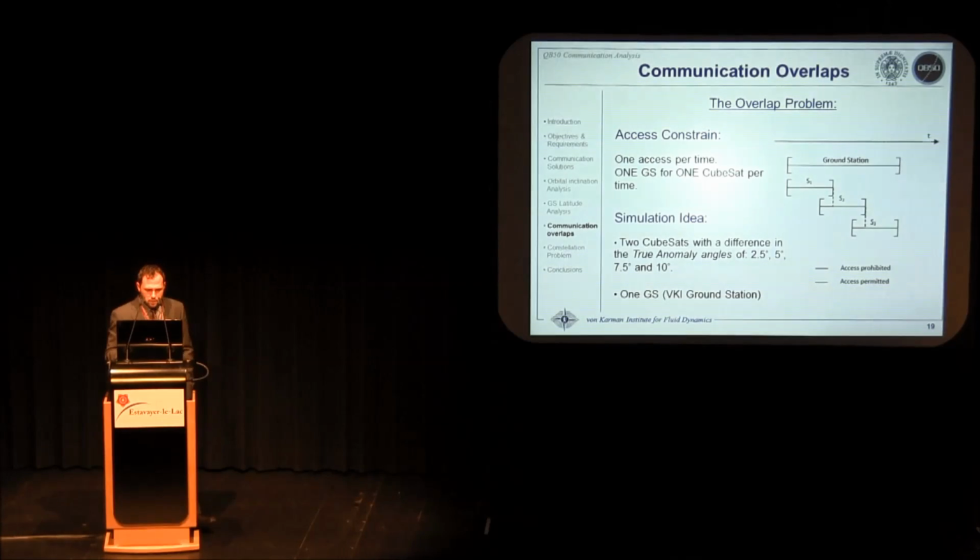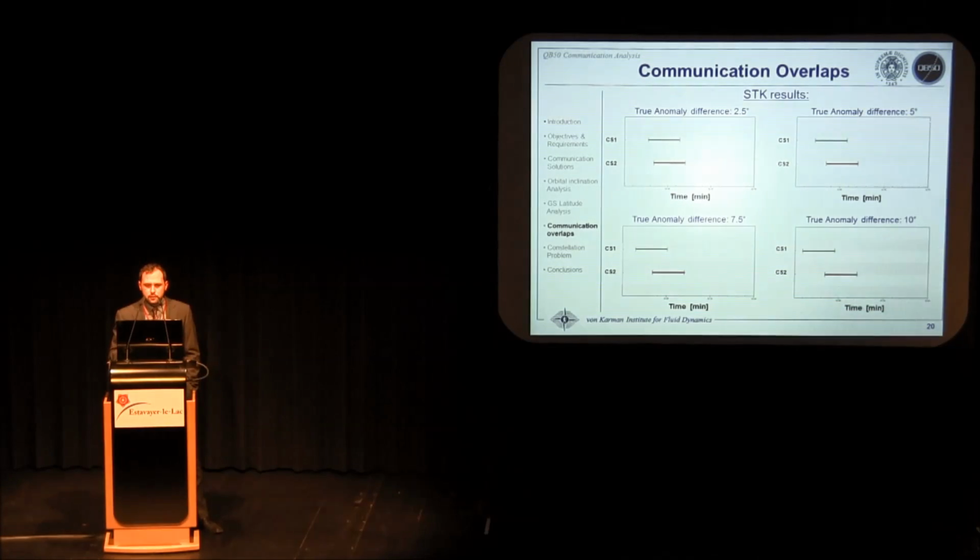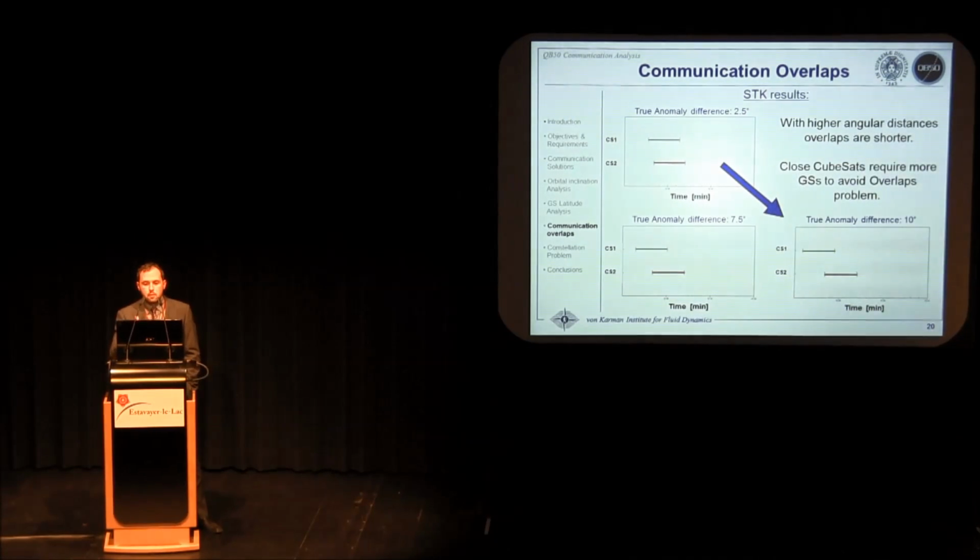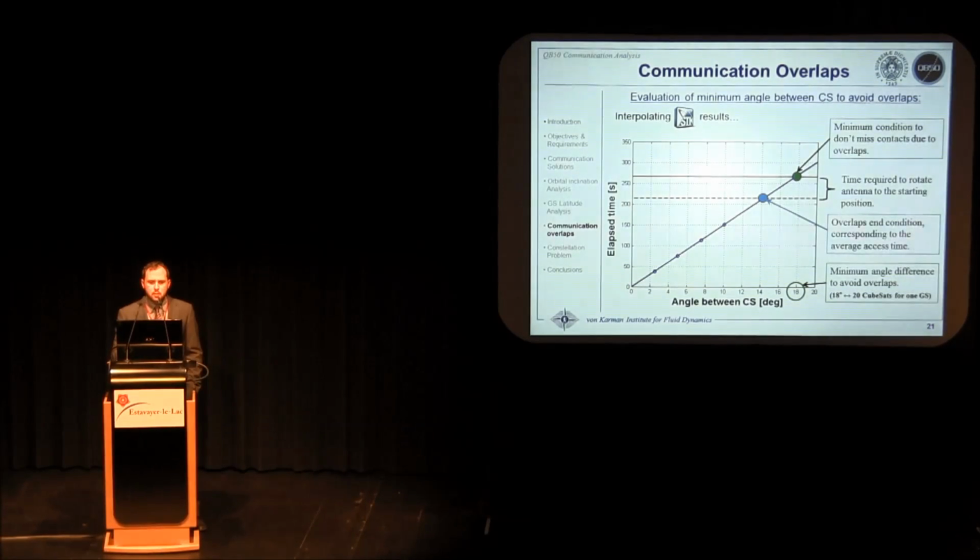So I performed a simulation on SDK with 2 CubeSat with a difference in angular distance between each other, and assuming only one ground station at VKI, I found that obviously if we have higher angular distances, overlaps are shorter, and close CubeSat will require more ground stations in order to avoid this problem of the overlaps. So interpolating these results, I was able to find the minimum angle between CubeSat to avoid this problem of the overlap.